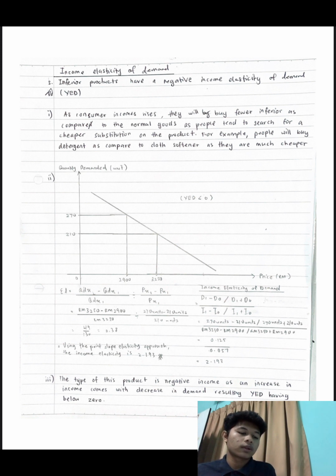So on Roman 2, this is the graph that I have done. As you guys can see, the type of this graph is a negative graph, which you can see the graph being sloped down, resulting in the YED being below 0.